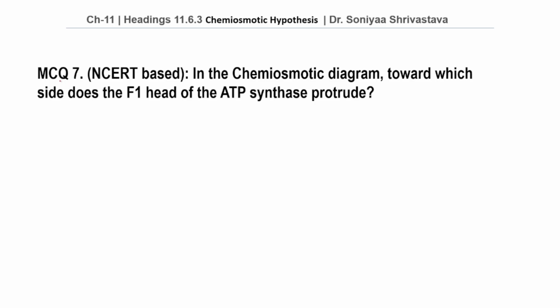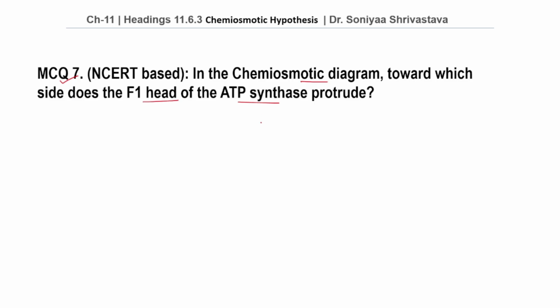Student, let's see MCQ number 7. In the chemiosmotic diagram, toward which side does the F1 head of ATP synthase protrude? Student, ATP synthase looks like a tiny turbine embedded in the thylakoid membrane, as we have already seen in the previous MCQ.